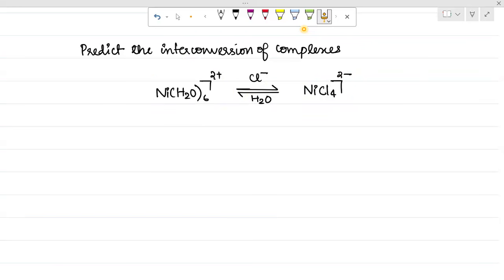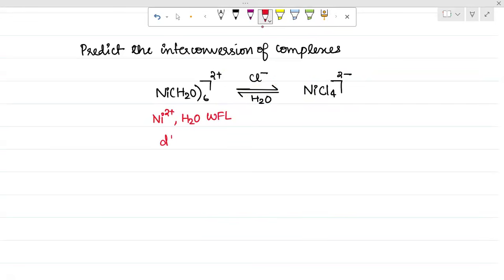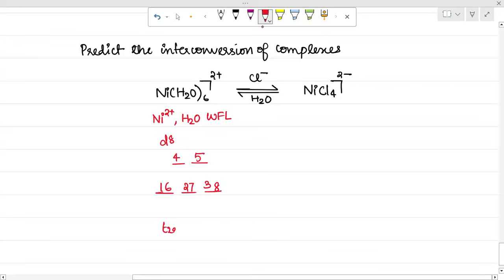You have to see which one is more feasible, the forward reaction or the backward reaction. So for that, what will you do? On the left, you have nickel +2, water ligand, which is a weak field ligand. Nickel +2 is d8. So you have to fill t2g eg according to d8. 1, 2, 3. Because it is weak, 4 will jump. 5, 6, 7, 8. So the configuration is t2g6, eg2. CFSE is minus 1.2 delta O.